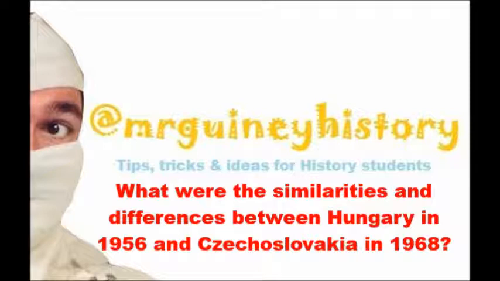So let's get started, shall we? What were the similarities and differences between Hungary in 1956 and Czechoslovakia in 1968? This response will give a 6-part scope. 3 PEs arguing that they were similar in some respects. We'll then use the magic words "on the other hand" and proceed to give 3 PEs that suggest events in both countries were different. Let's start with the similarities.